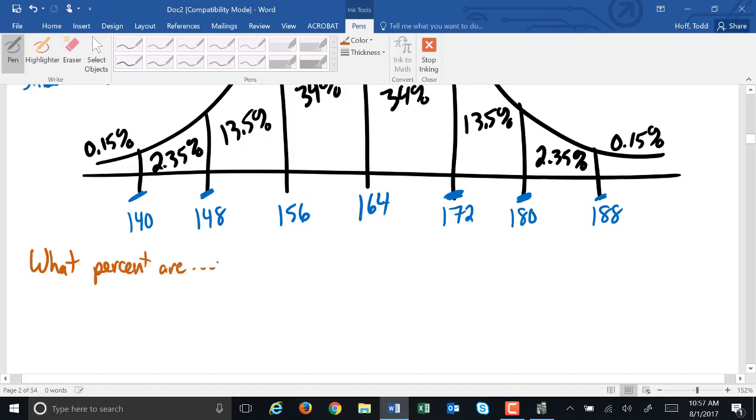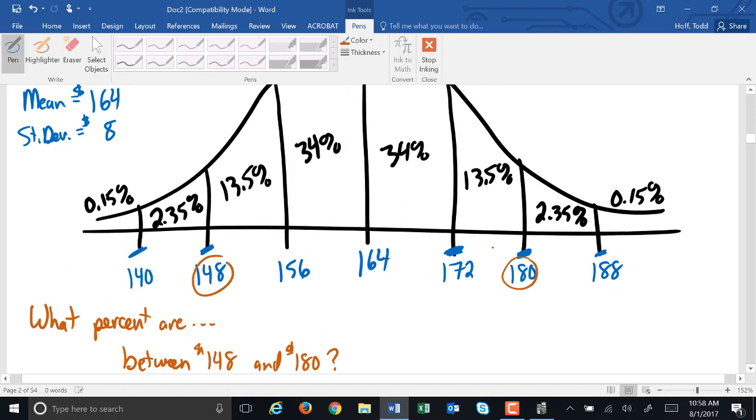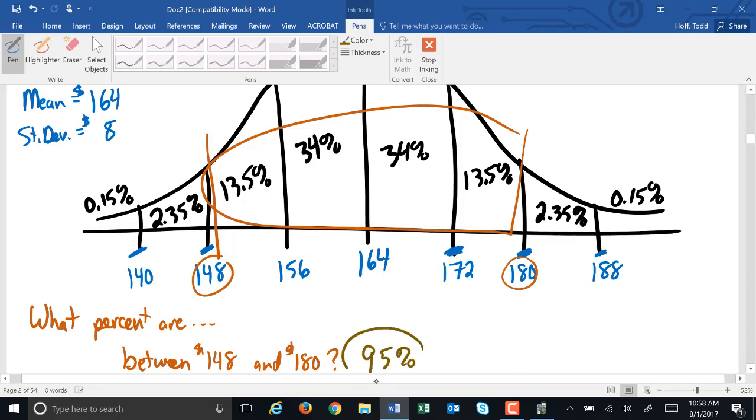So you might be asked, what percent would you expect to be between $148 per credit and $180 per credit? Well, 148 is right here, 180 is right there. I add up those percents, I will get 95%.